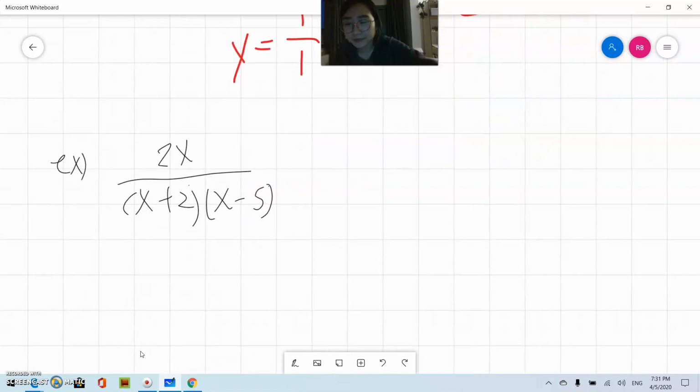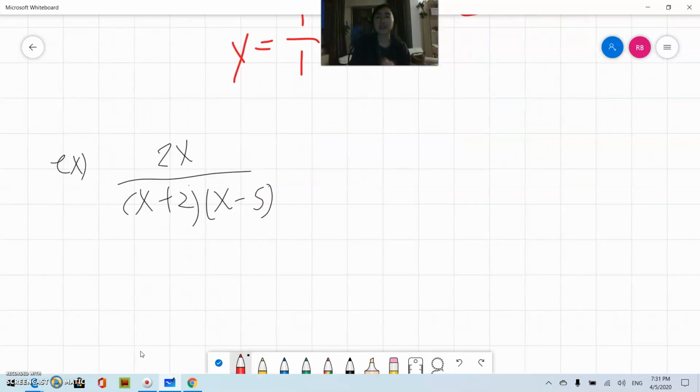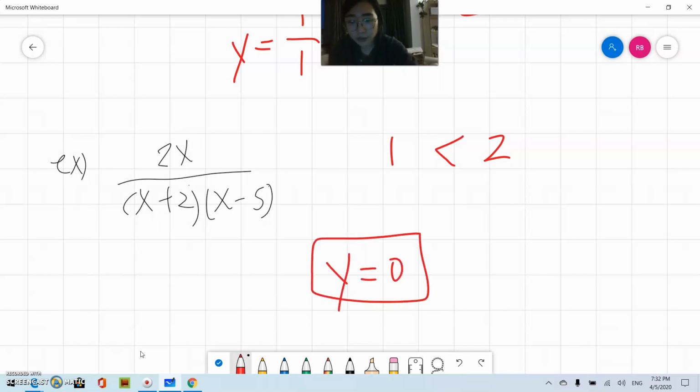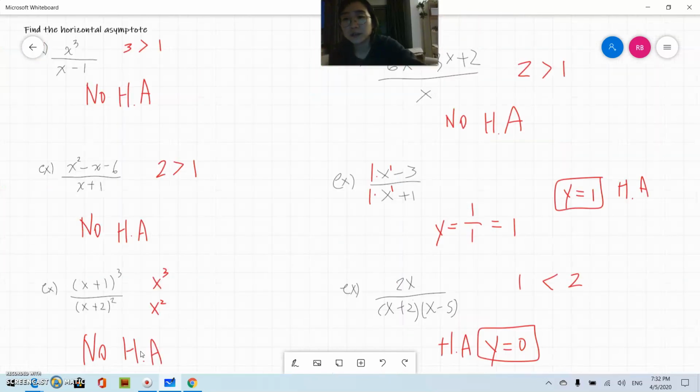Last example. Okay, this one, you might just say, oh, they are the same because I only see the power of 1, but you need to remember, the degree here is 1 because it's just 2x. But think about the second one, it's x plus 2 times x minus 5. So when you FOIL, the highest power you're going to get is x squared, meaning that your degree of the denominator is actually 2. So this is a case where you automatically get y equals 0 as your horizontal asymptote. Okay? All right. Let's go to the last one.